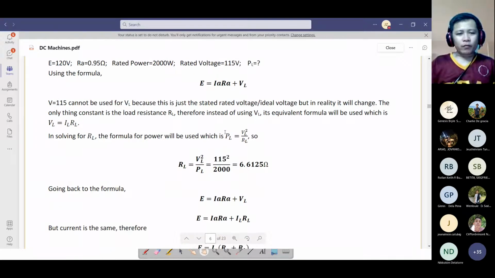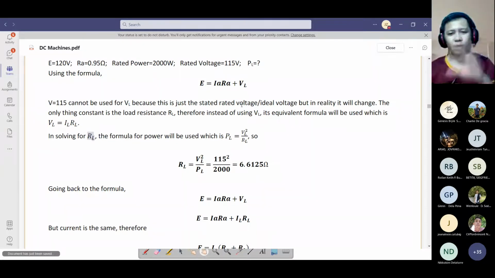Okay? Now, in solving for RL, asa mo sa tag RL, sir? Load resistance. The formula for power will be used, which is PL equals VL squared over RL. Okay? Recall, di ba? You have variables for the formula of power. P is equal to V times I, P is equal to I squared R, and also P is equal to V squared over R.